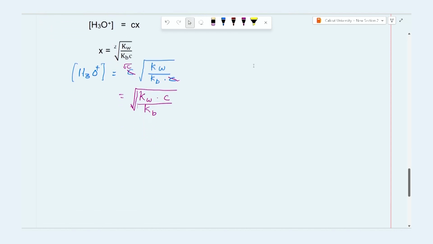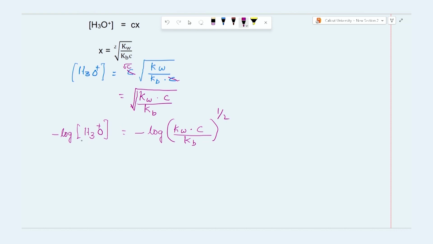Now, we have to convert that into pH. So, what I am going to do is take negative logarithm on both sides: negative log of H3O plus is equal to negative logarithm of, instead of square root, I am going to put it as raised to the power half, Kw into C whole divided by Kb whole raised to half, means root. Okay. Now, I am going to expand it.